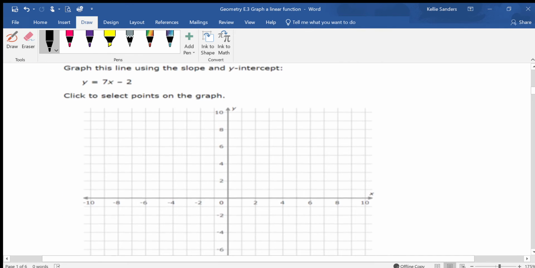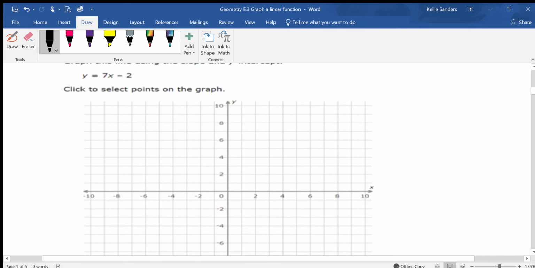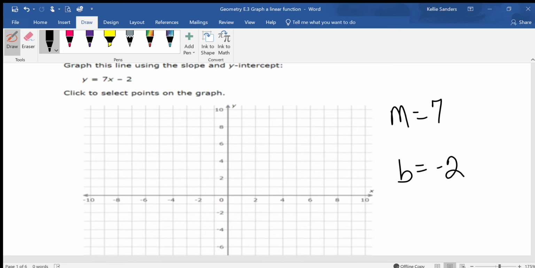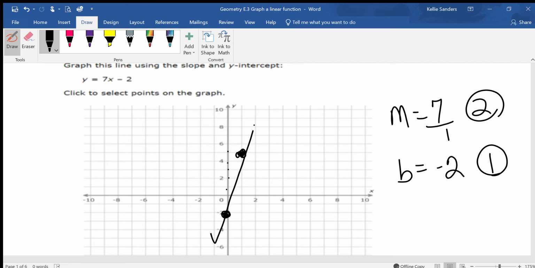And that's it. Okay? So on this one, your m is 7. Your b is -2. Remember, m is rise over run, so we're going to put a 7 over 1 there. You do the b first, and then the rise over run. So we're going to start at -2 on the y-axis, which is right here. From there, we're going to go up 7. So 1, 2, 3, 4, 5, 6, 7, and then go over 1, and put your second point, and there's your line. Really fast, really easy.